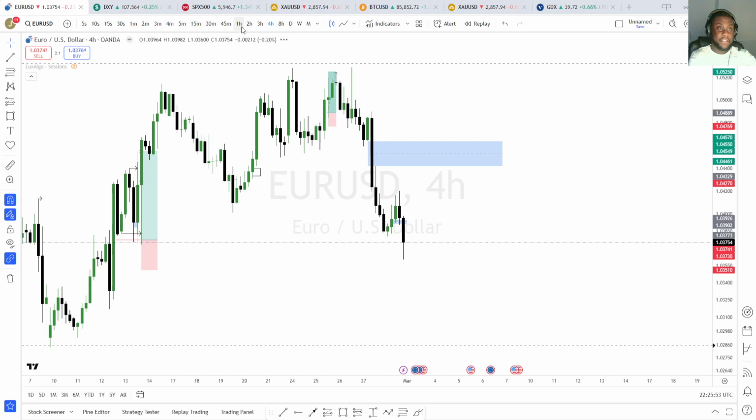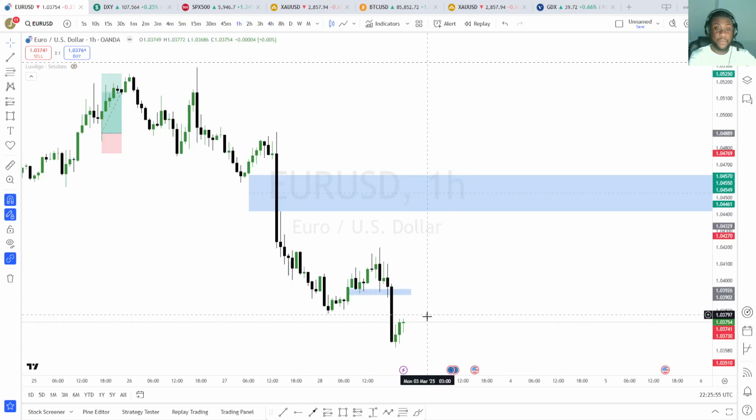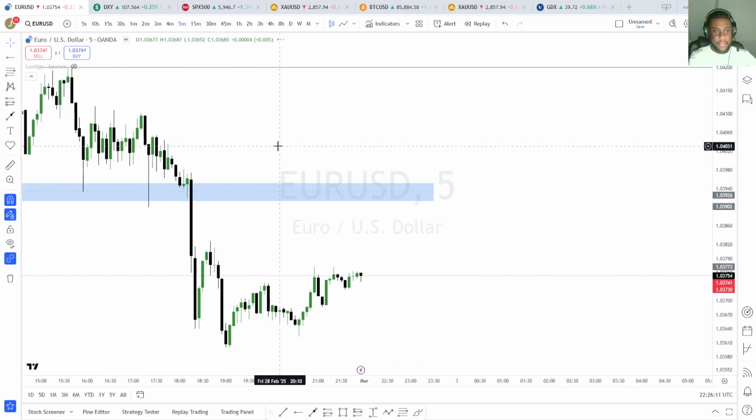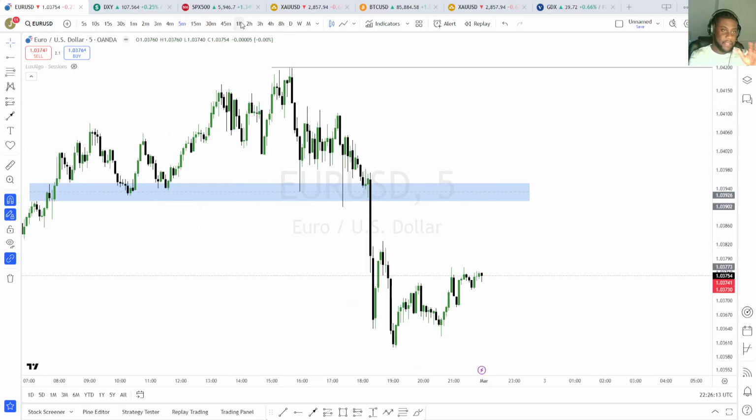So we may potentially get some early week buys for EU, and we can target Friday's high. I believe that's Friday's high. Yeah, that is Friday's high there. Okay, we can look to target Friday's high and then look for a short, maybe midweek.